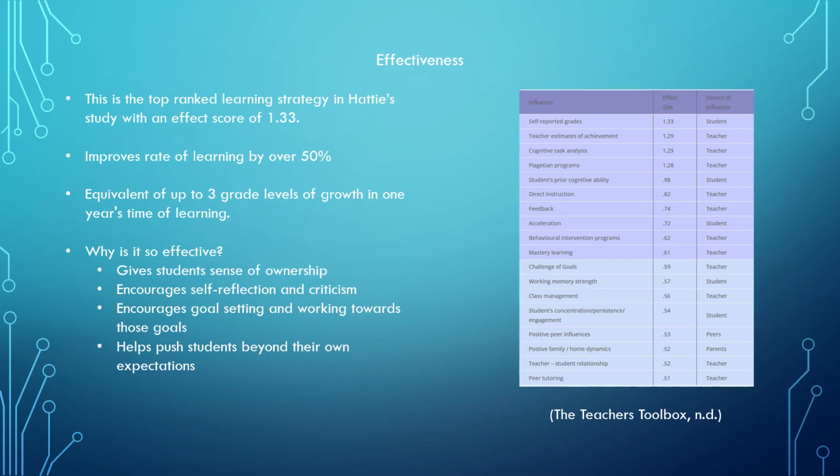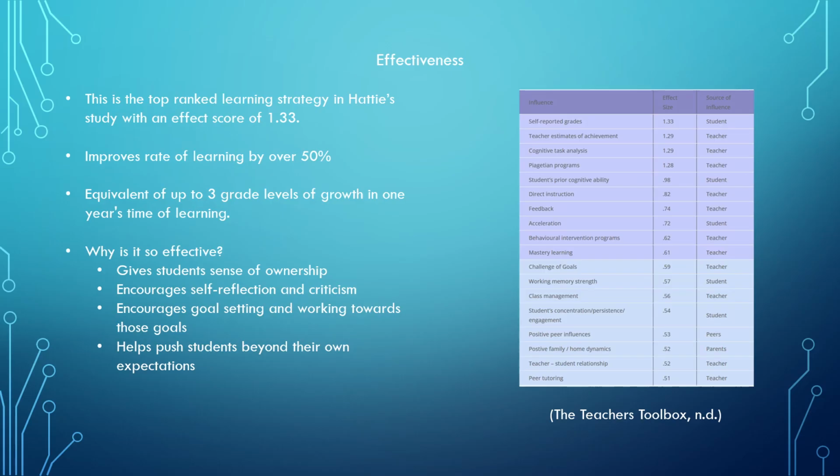The self-reported grade strategy also encourages self-reflection and criticism. Students are able to reflect back on their work and their capabilities and compare their own expectations with what the teacher may expect of them. This is where something like a rubric comes in handy because the teacher is giving the student their expectations and then the student can also lay forth their own expectations and compare them with how they turn out with the teacher's.